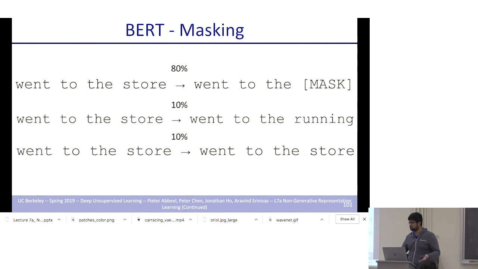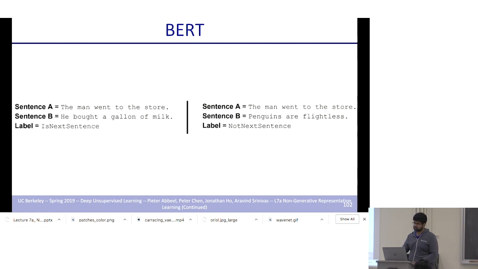And among those 15%, the way the mask is implemented is 80% of the times you use a mask token, and 10% of the times you would replace it with a random word in the vocabulary. You can think about this as exactly the equivalent of denoising, where you basically put in noise. And 10% of the times you would just keep the real word. This is not a random choice. They ablated several versions of this, and this is the one that works the best.